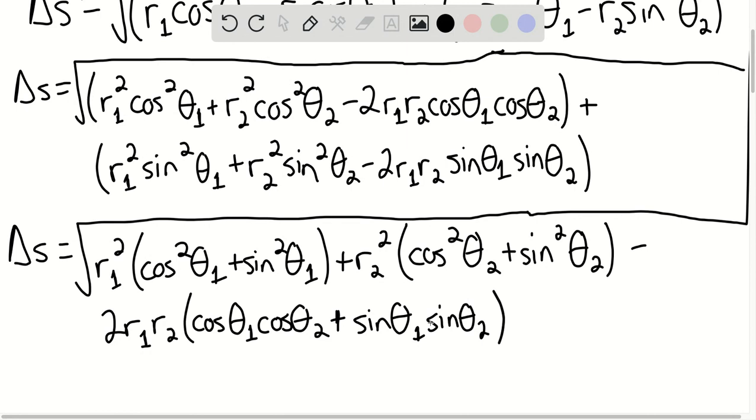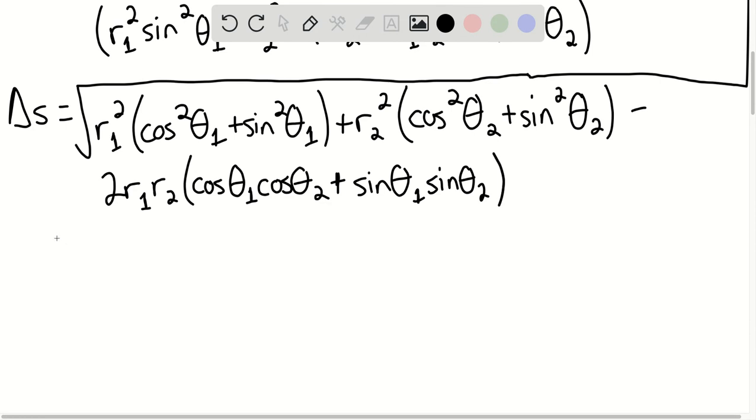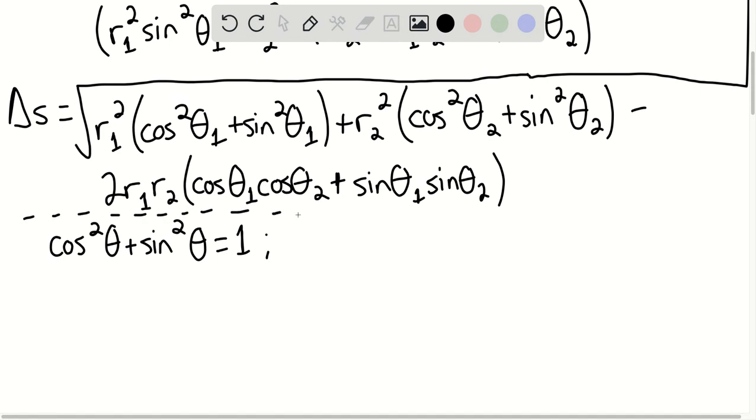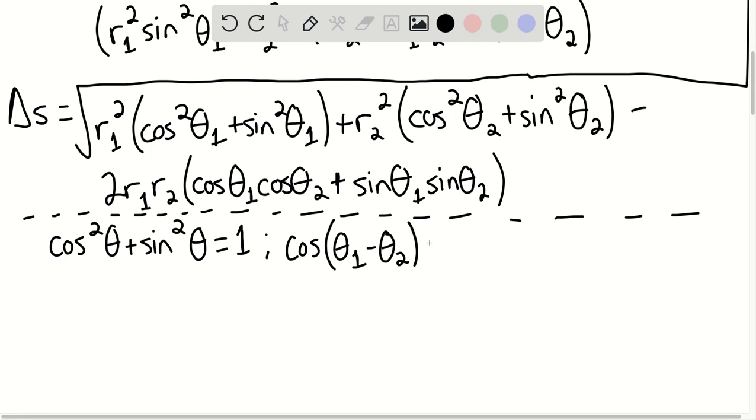And at this point, we know that, again, cosine squared of any angle plus sine squared of any angle is equal to 1, as well as, substituting in for this here, we can say that cosine of theta sub 1 minus theta sub 2 is actually equal to cosine of theta sub 1 cosine of theta sub 2 plus sine of theta sub 1 sine of theta sub 2.